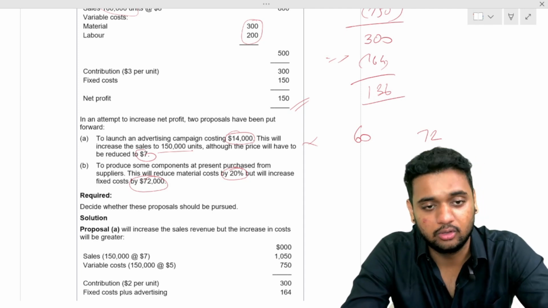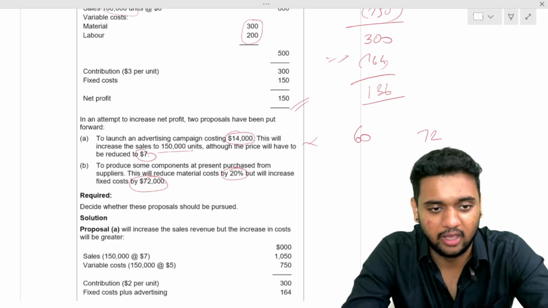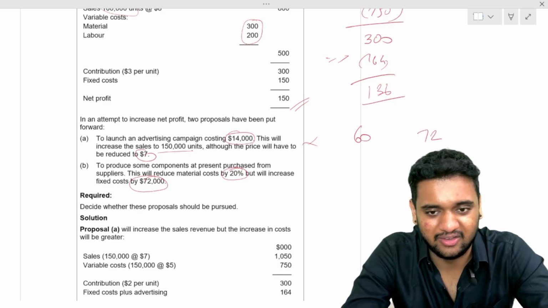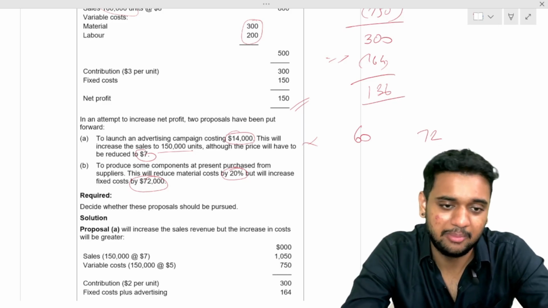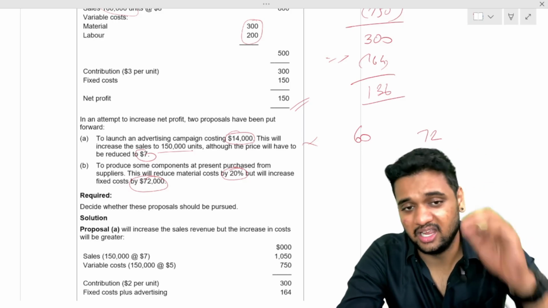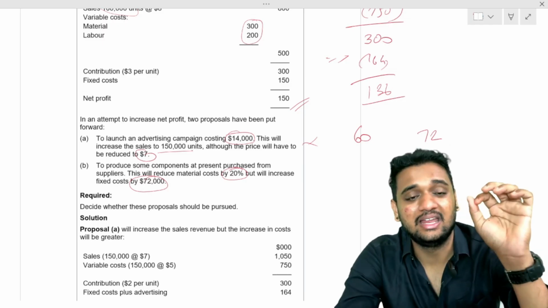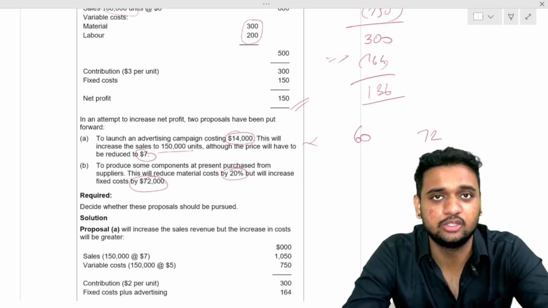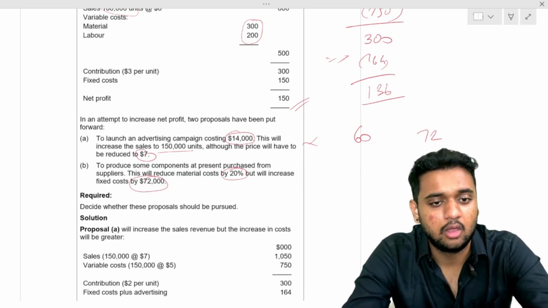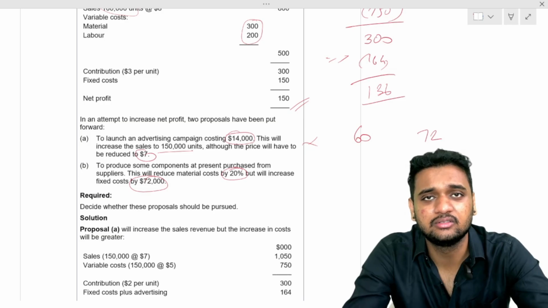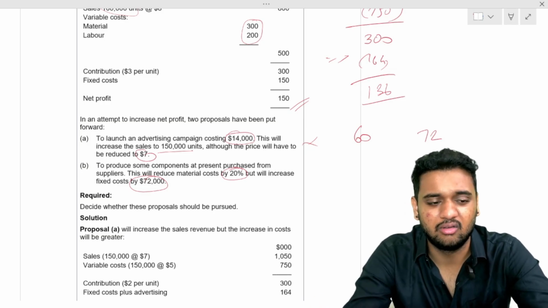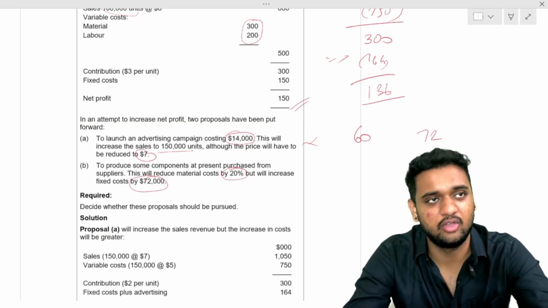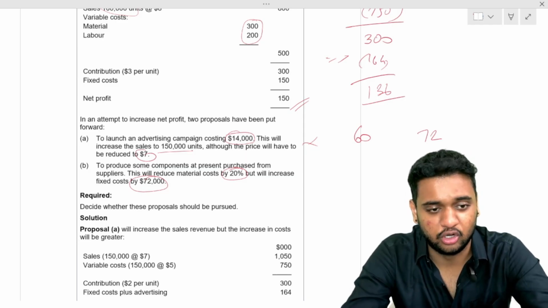No. Look, the new proposal is that if we buy machinery for 72,000, we can save material cost by 20%. Earlier material cost was how much? 300. Into 20%, how much are you saving? 60,000, we are saving. For saving 60,000, how much are we incurring? 72,000. For saving 60,000, we are incurring more. So we will not accept the second proposal also.